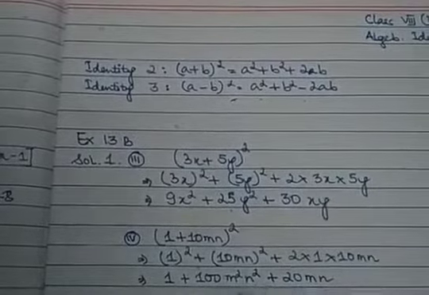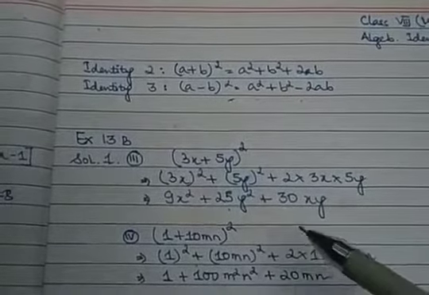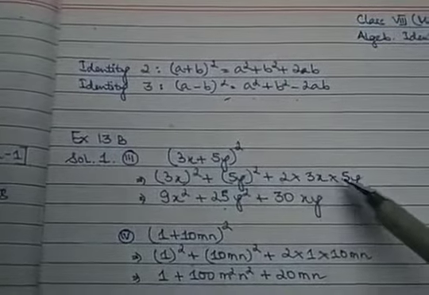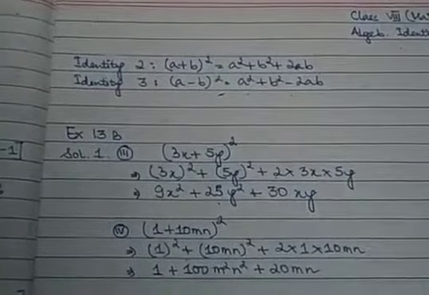Now what happens in multiplication of terms? The constant terms will be multiplied, the variables will remain as they are, isn't it? So 2 times 3 is 6, 6 times 5 is 30, so 30xy.